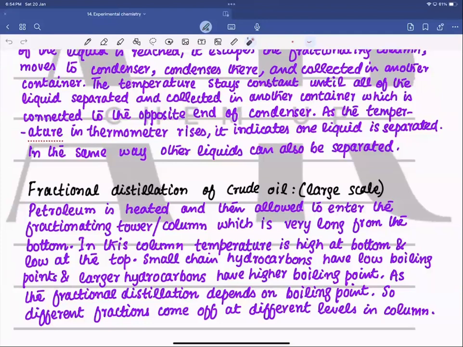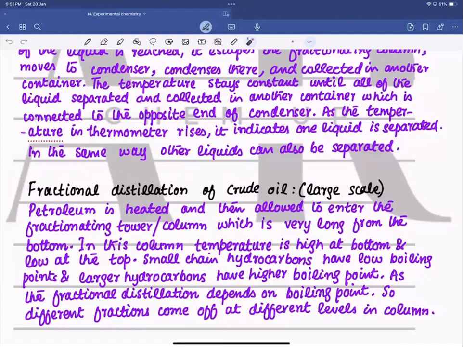So what we will do, we will first heat the petroleum or the crude oil, and then transfer that heated petroleum into the fractionating column, that tower. So they start evaporating in that fractionating column. The other thing about the whole column is that at the top of the column it is cooler, and at the bottom it is very hot.